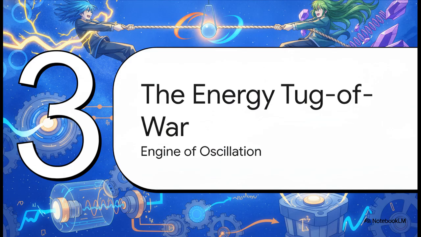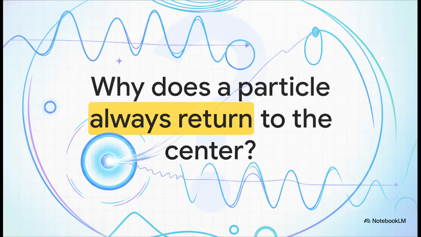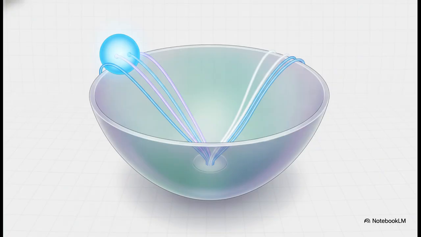Section 3, the energy tug-of-war. We are now looking under the hood at the invisible engine of oscillation. Okay, so this really makes you wonder, if a particle leaves its nice, stable, comfortable center position, why on earth does it always come back? Seriously, what stops it from just flying off into the void forever once it starts moving toward that extreme outer edge? Well, the secret here is the restoring force.